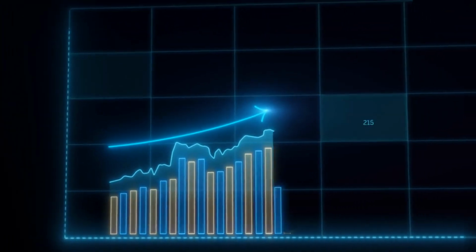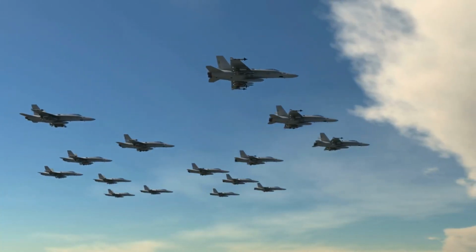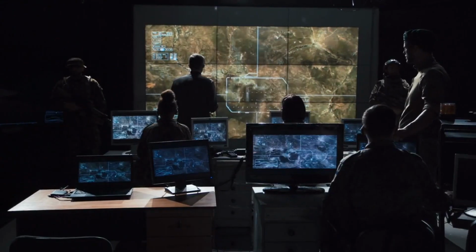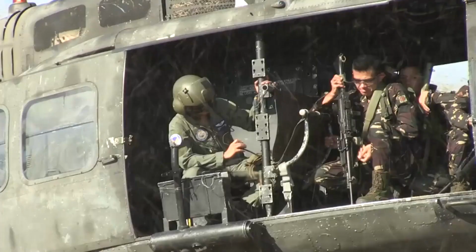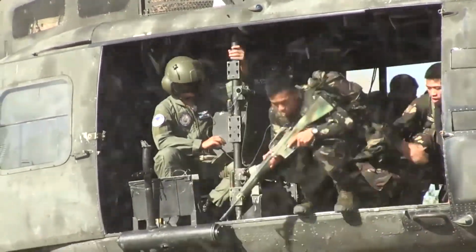Next, there's proportionality. This idea states that the amount of force used must be proportionate to the goal being achieved. This, however, can be opposed to effective military strategies like shock and awe. Military necessity should be the reason for an attack. Force must only be used to achieve a military objective, not as a means of reprisal.